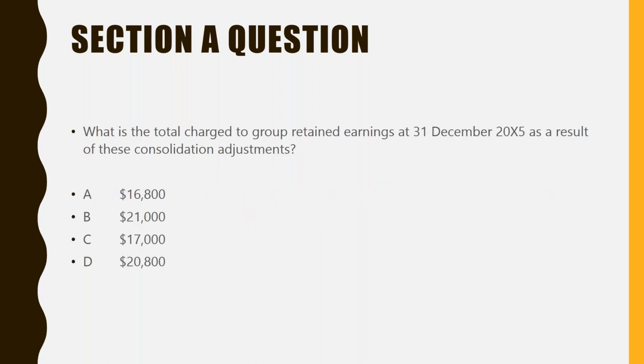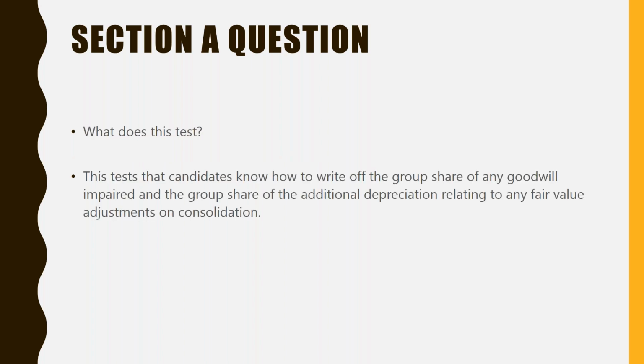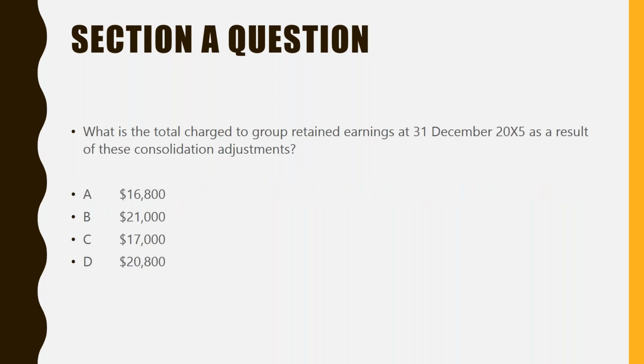So if we look back at the answer, you notice that B had 21,000, but the right answer was really 16,800. Had you not picked up the fact that they wanted the group share, which was 80%, you would have put down the plausible distractor of 21,000 as the right answer. But the right answer was really taking 80% because the question asks for the group share in the second line: impaired, and the group share of additional depreciation. So that is what we mean by a plausible distractor.